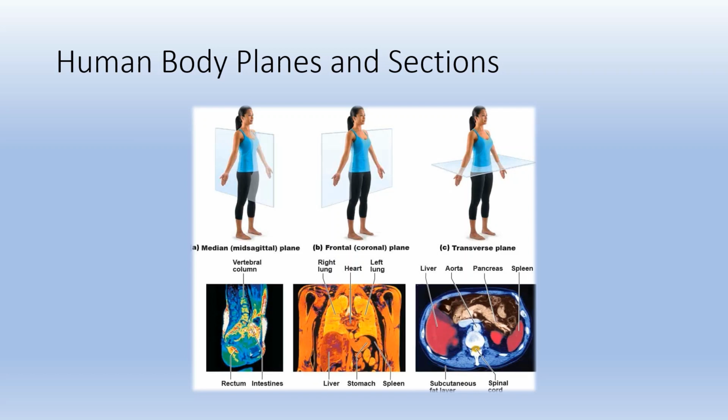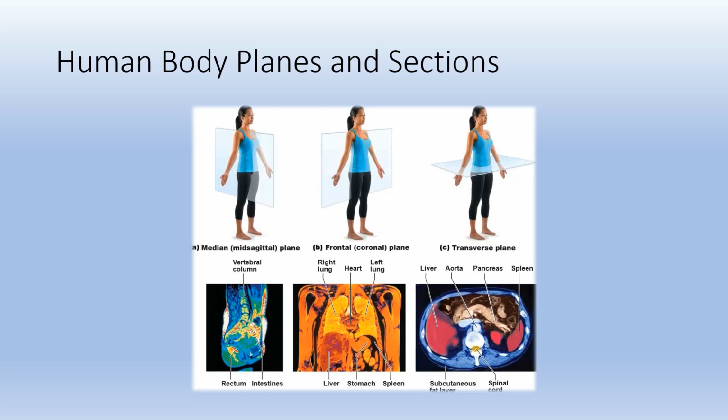As we continue to orient ourselves to the human body, we can divide the body into planes and sections to get a better look at certain structures and organs. Oftentimes, these planes and sections are used in imaging, such as an MRI or a CAT scan. There are 3 planes, and you should know what each plane divides the body into.